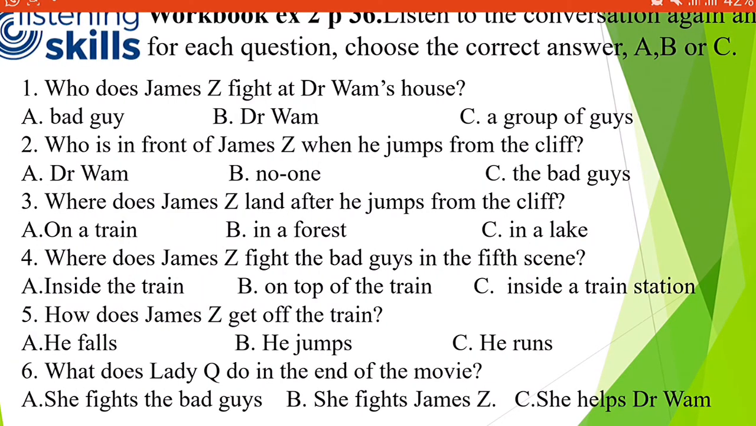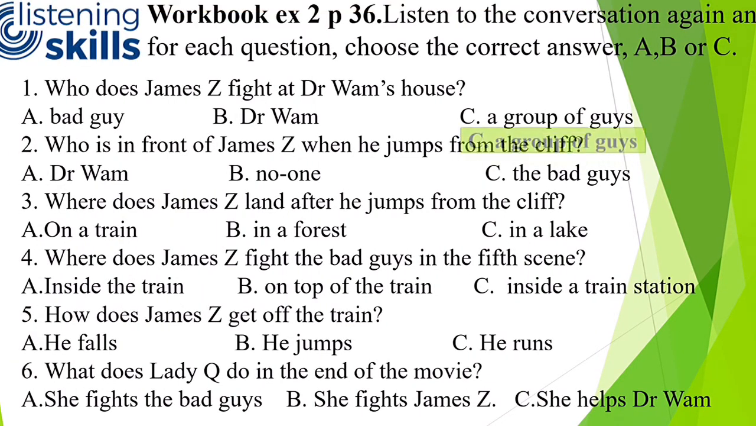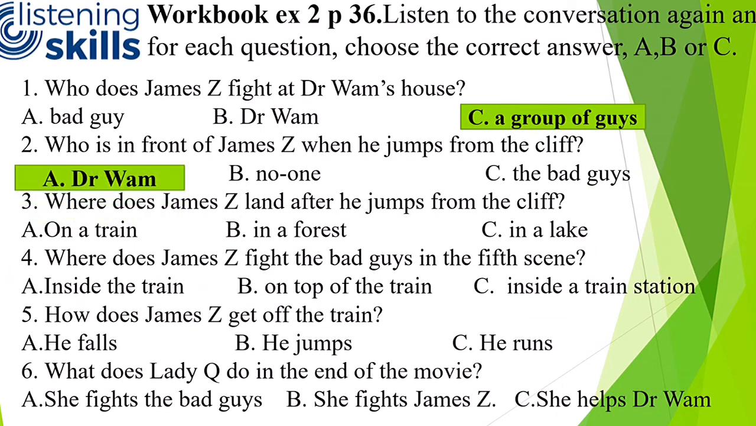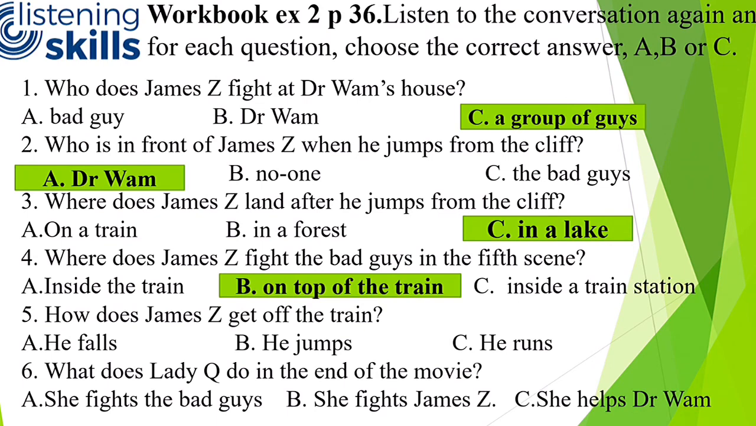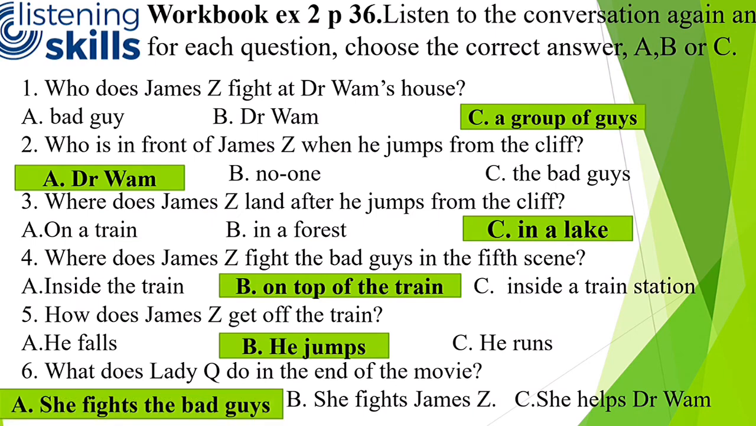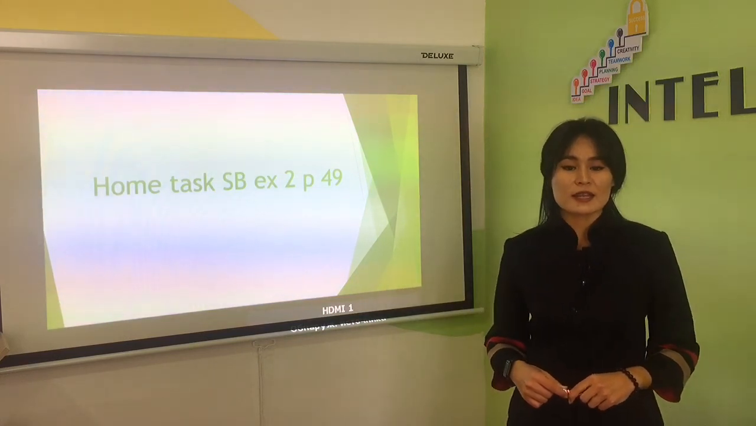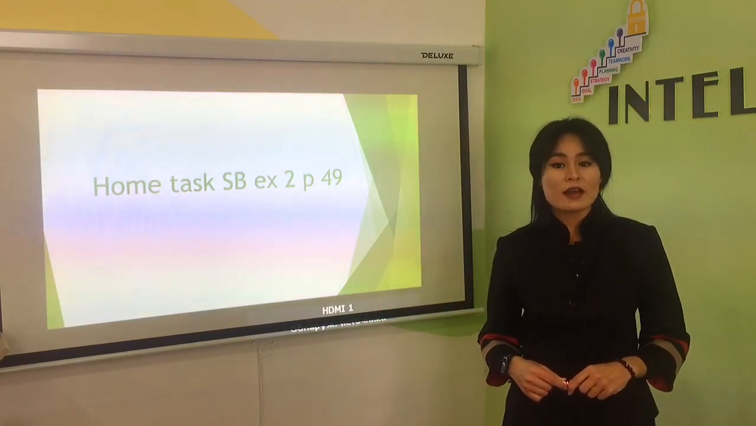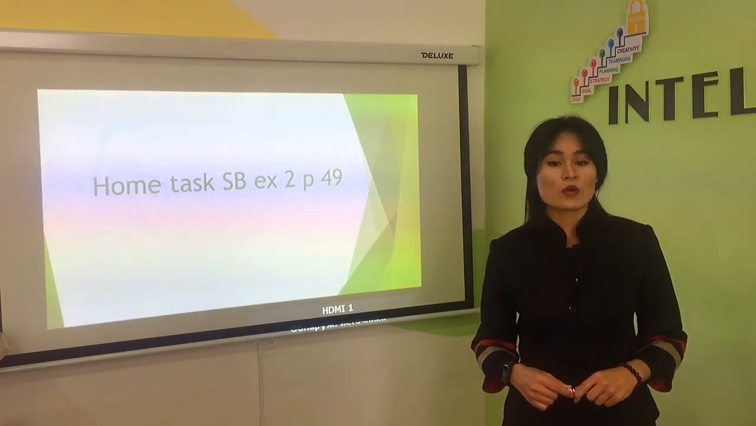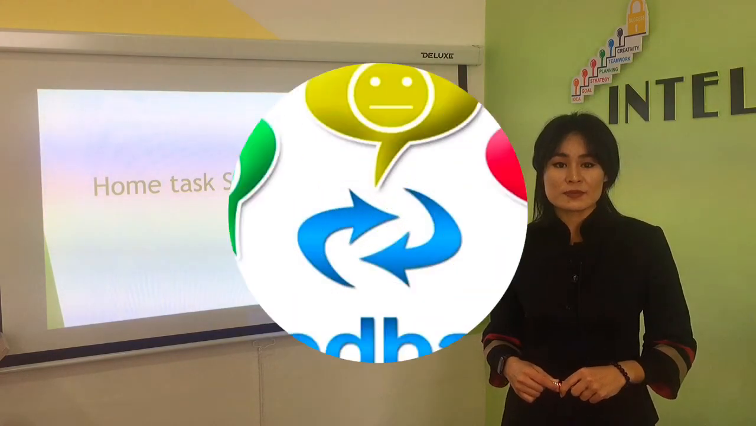Let's check. The first is C, a group of guys. The second, A, Dr. Wham. The third, C, in a lake. The fourth, B, on top of the train. The fifth, B, he jumps. The sixth, A, she fights the bad guys. Your home task, Students' Books, Exercise 2, page number 49. Write a word from exercise first next to each statement.